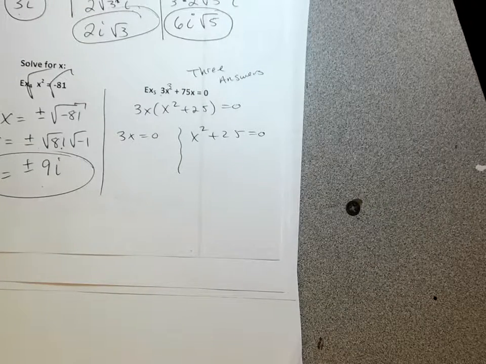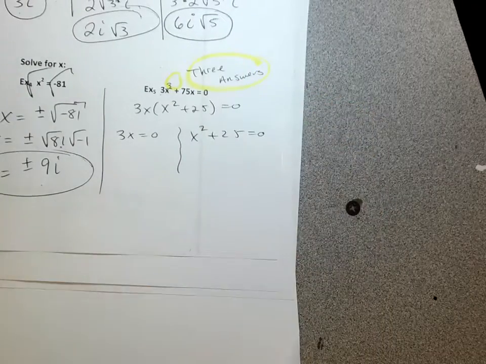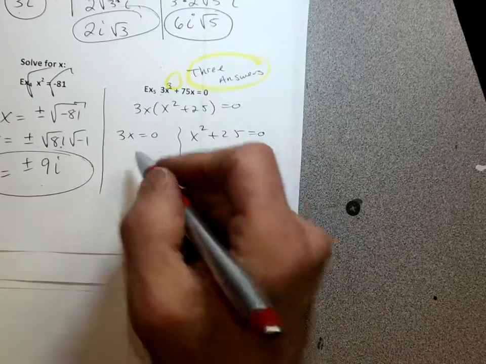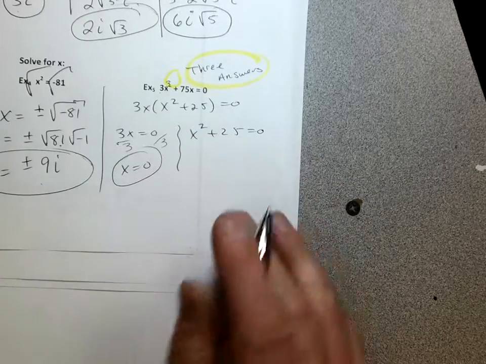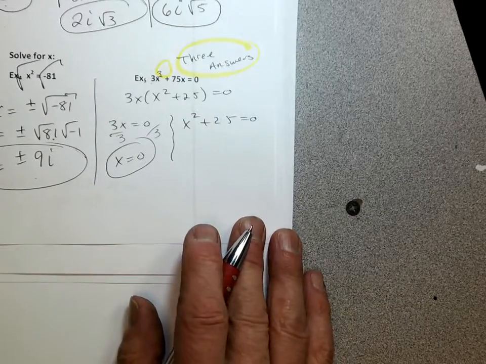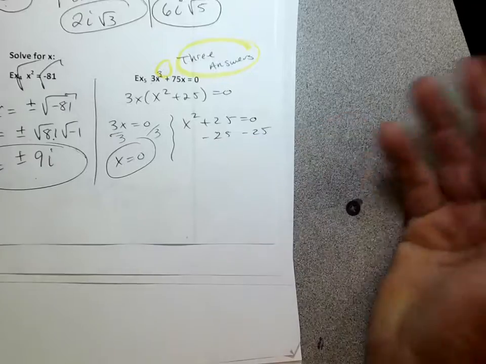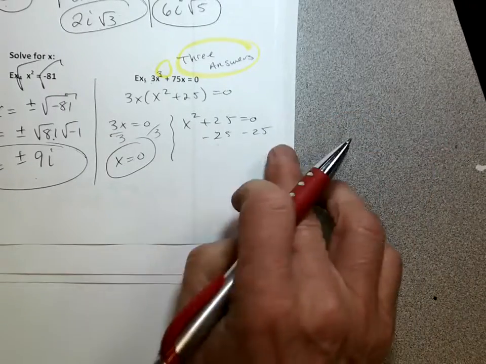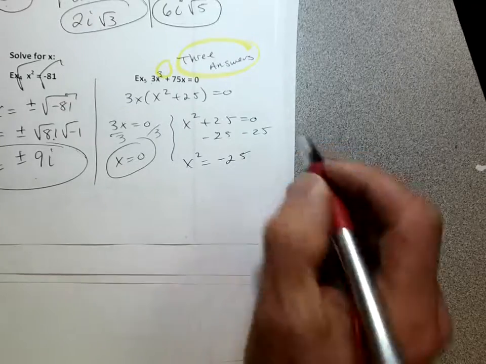Now again, I should find 3 answers because of the x cubed. First answer, divide by 3, that's easy. x equals 0, right? Second equation, well, it won't factor, but I can go minus 25. I'm just going to solve, right? Minus 25 to solve. x squared equals negative 25, right?